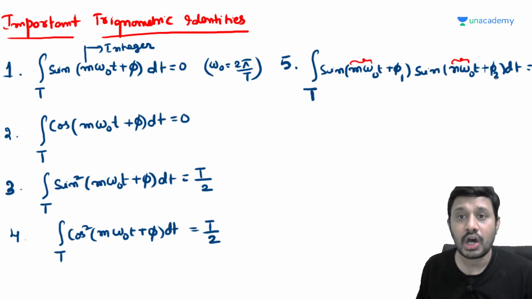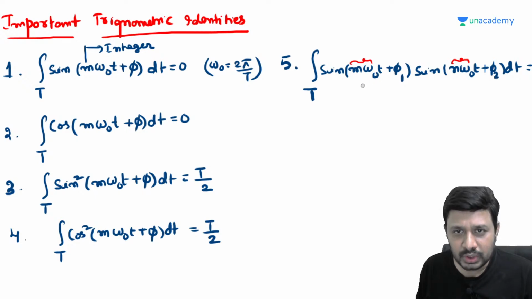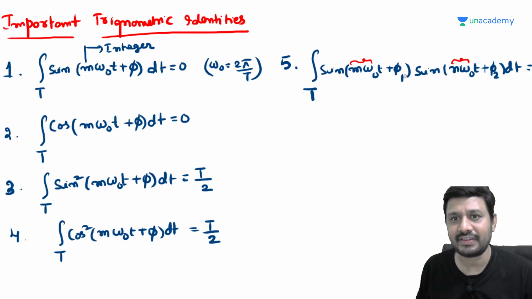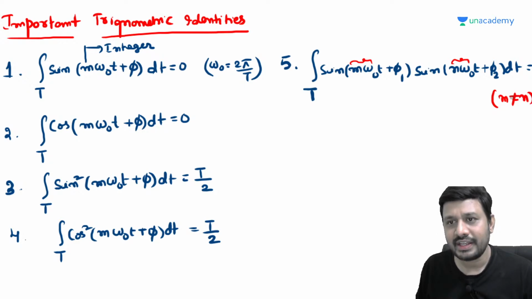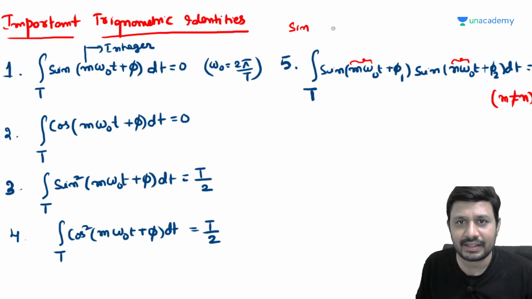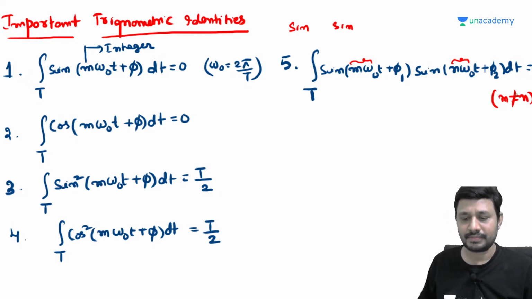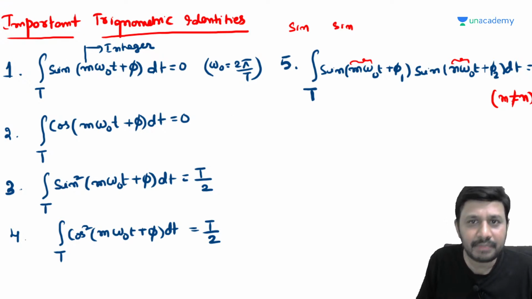So if you have two sine signals and they have different frequencies, they are orthogonal. The condition is m not equal to n. Two sine signals, one sine signal and another sine signal. When can you say that these two are orthogonal? If they have different frequencies, m not equal to n. A similar kind of statement.